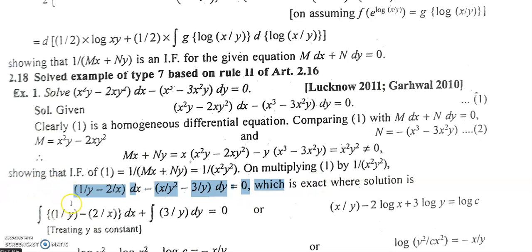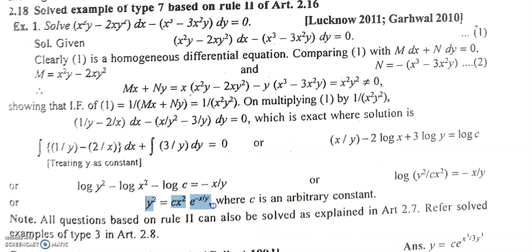So now we will do the method: integrating M dx treating y constant, plus integrating only those functions which do not contain any x, right? So here is already minus, so minus 3 by y, minus minus plus 3 by y, and here will be 1 by y minus 2 by x whole into dx, right? So this will be x by y minus 2 log x plus 3 log y equal to log c.